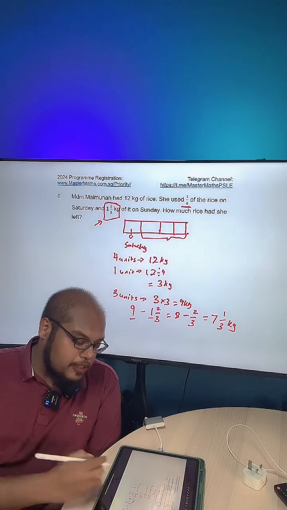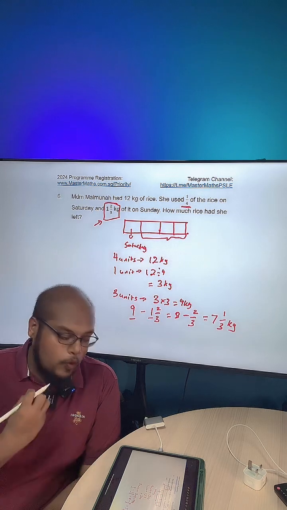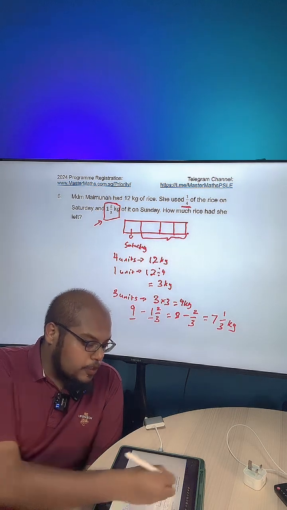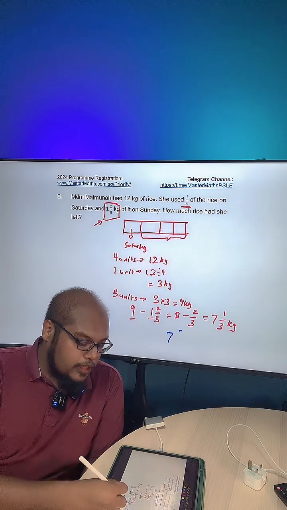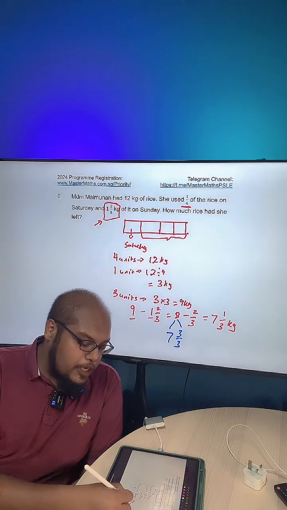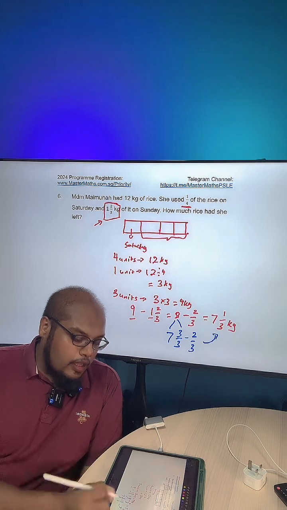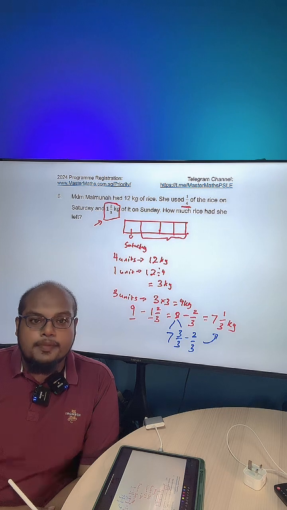Oh, how did I minus this? Okay, so what I do is I take out one whole from there. Let me use a different color here. So it's like 7 wholes and 3/3. I split it up this way, basically. Then from the 3/3, I minus 2/3. That's what I get, 7 1/3.